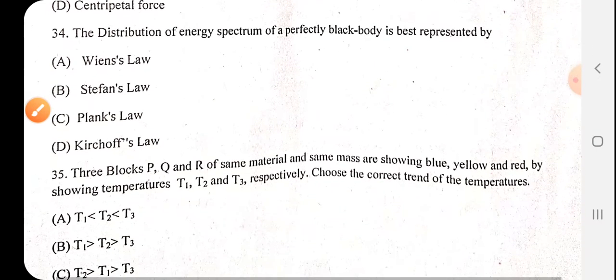Now come to question number 34. This is also a very easy question: the distribution of the energy spectrum of a perfectly black body.